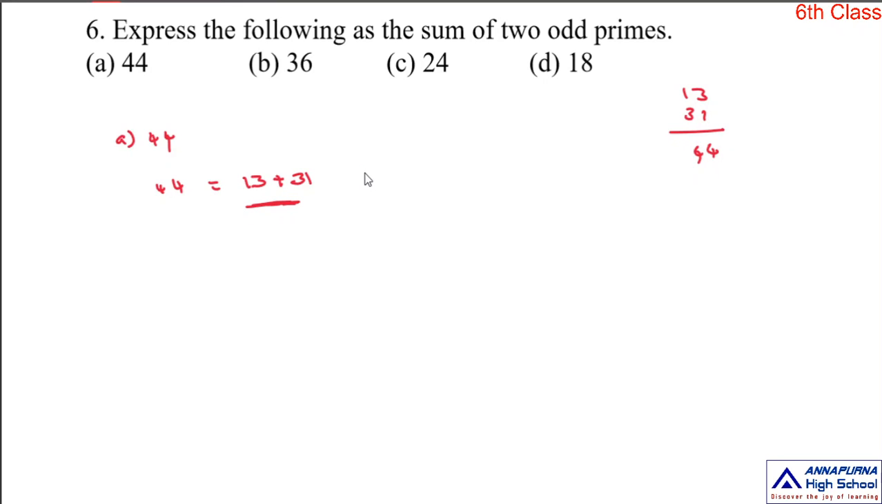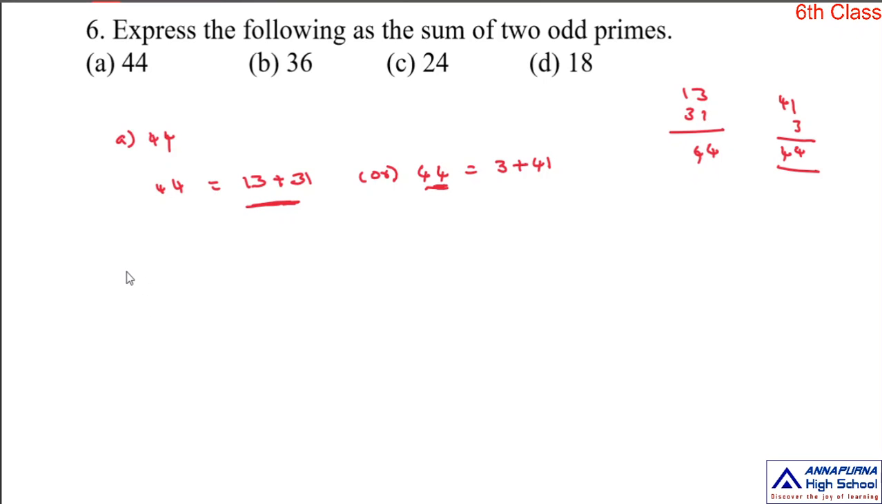Or another one, we can express 44 as 3 plus 41. 3 is an odd prime number and 41 is also an odd prime number. 3 plus 41 is also 44. 41 plus 3, that is 44. These two are odd prime numbers.